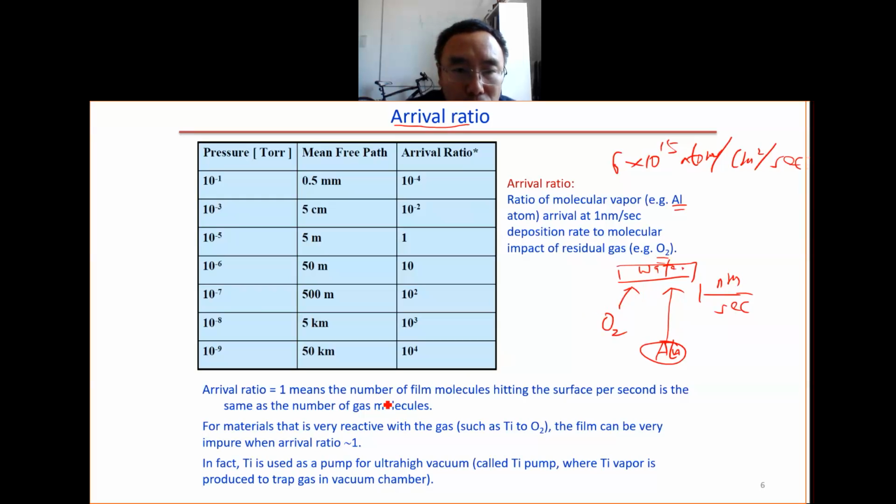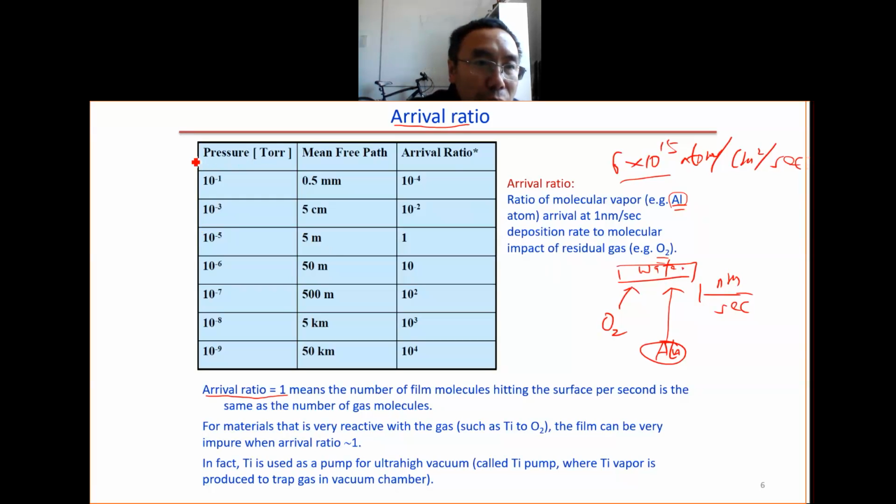The arrival ratio equal to 1 means the number of the film molecules, like aluminum, hitting the surface per second is the same as the number of the gas molecules, like the oxygen. This is the definition of the arrival ratio. So we know this one is 6 × 10^15 atoms per square centimeter per second. How much oxygen will hit the surface?